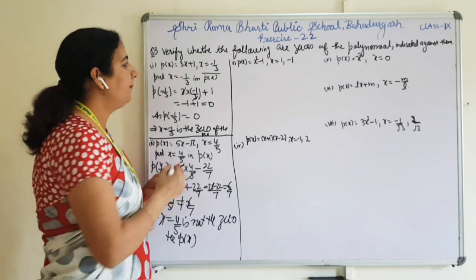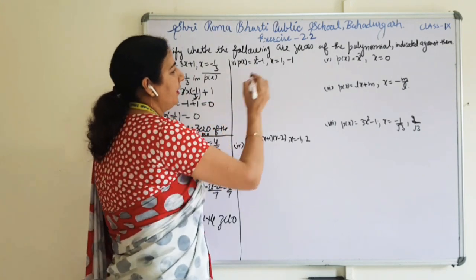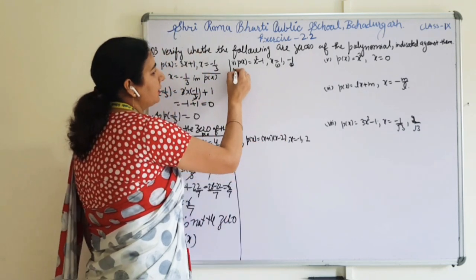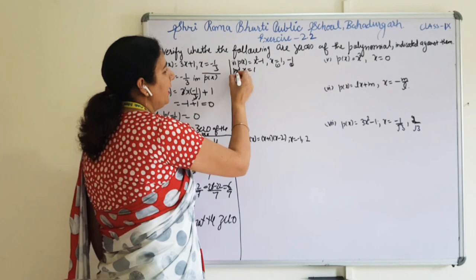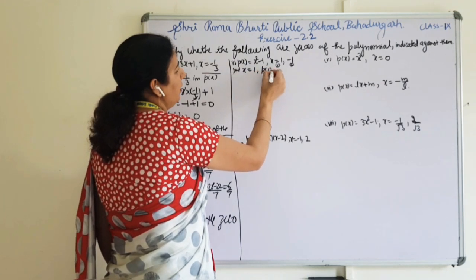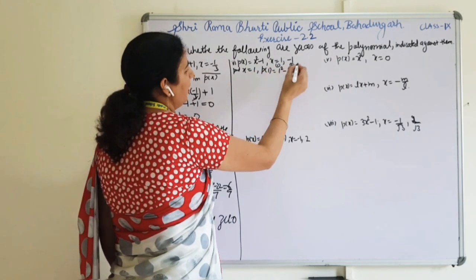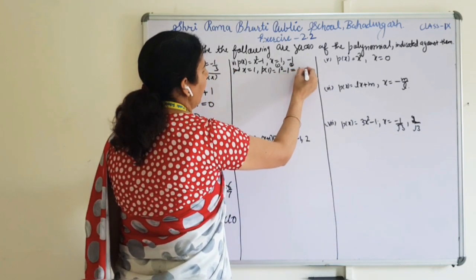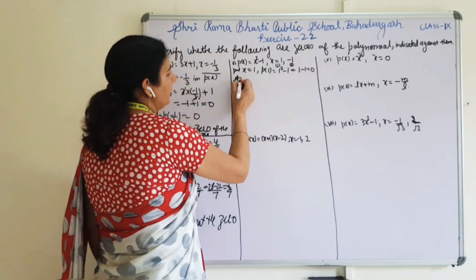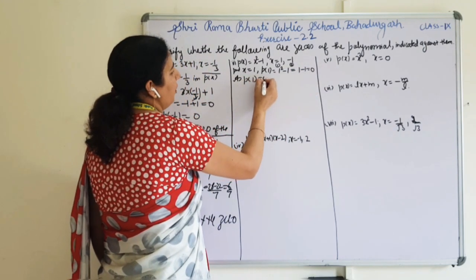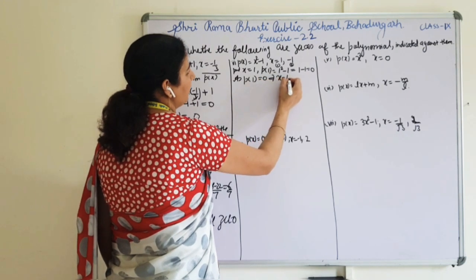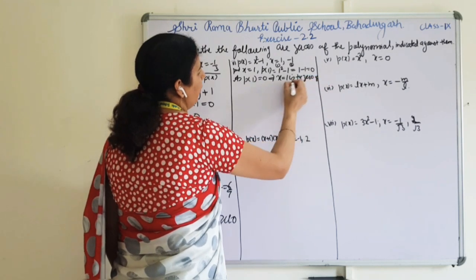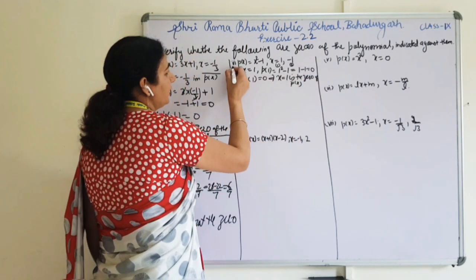Next part they have taken p(x) is equal to x square minus 1. Here they have written two values, first part and second part. So put x is equal to 1. Then it will be p(1), 1 square minus 1. 1 square we all know is 1. So it will be 1 minus 1, that is 0. As p(1) is equal to 0, this implies x is equal to 1 is the zero of the polynomial p(x). This is the A part.